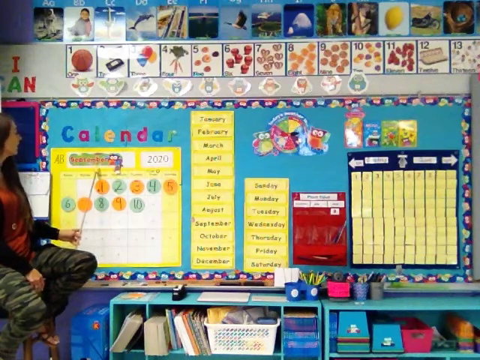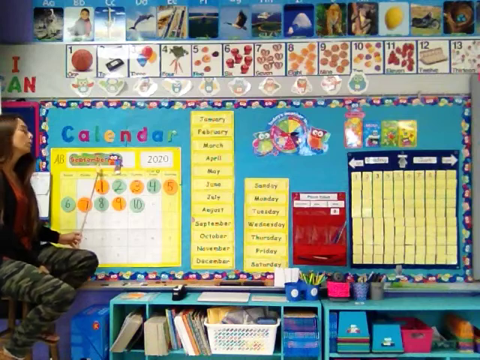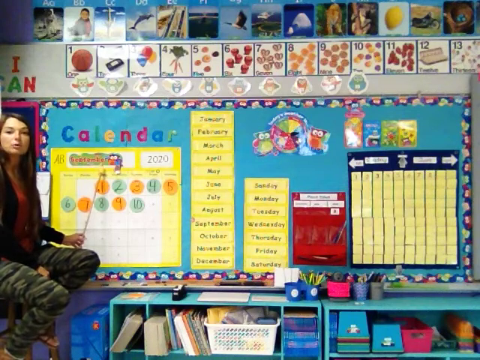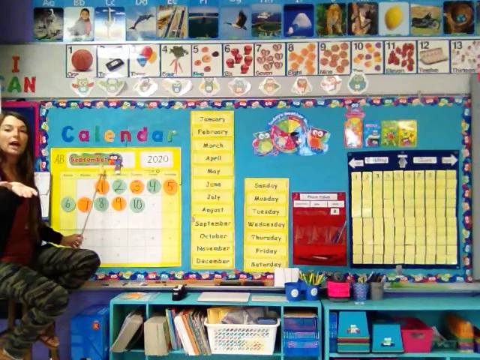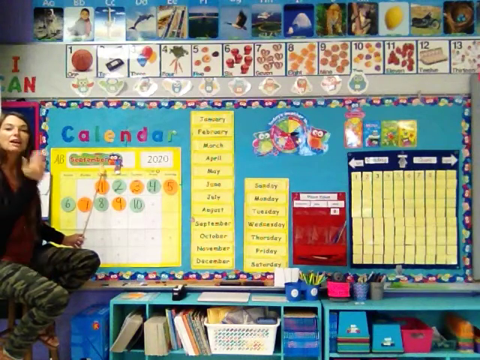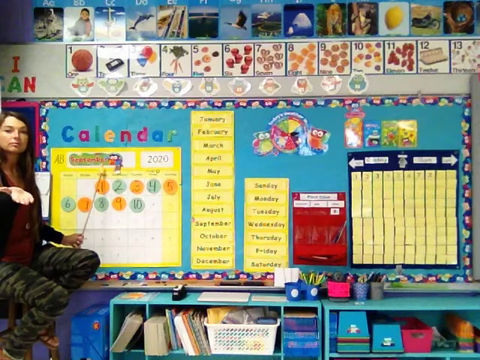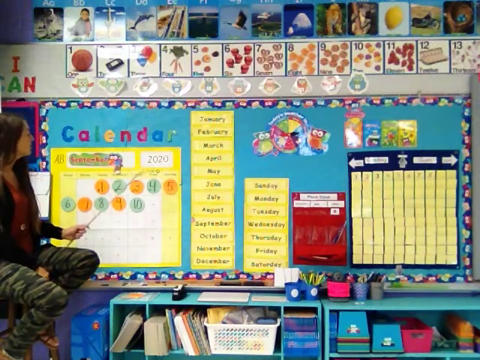If we look up here at the top of our calendar, again, we have the word September. So say that at home. I'm going to say it first, putting my hand on my chin. When I point to you, it's your turn to say it. Ready? September. Very good.